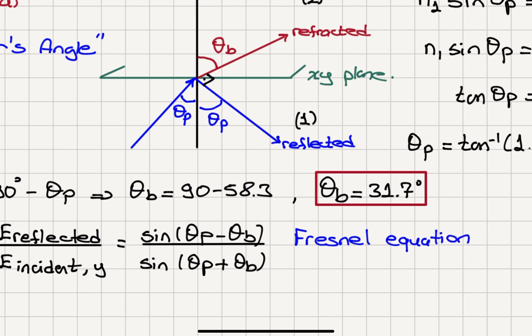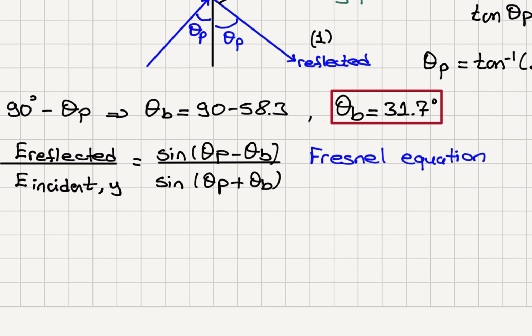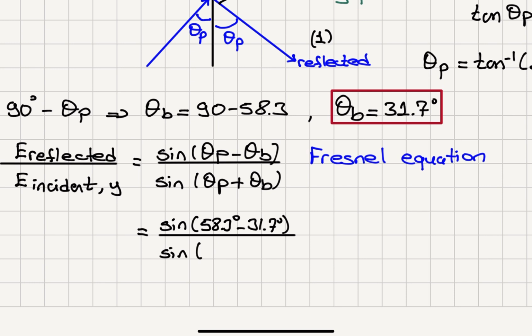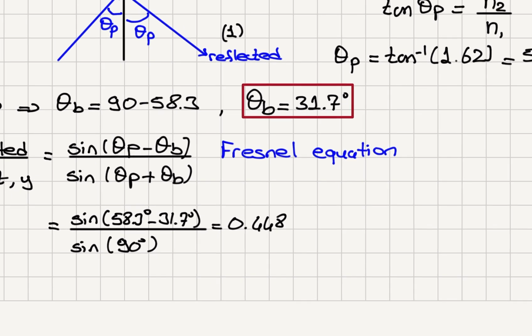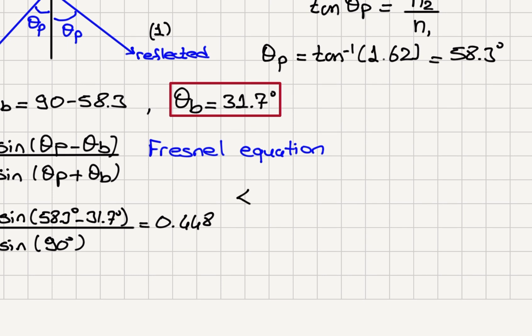Okay, so this ratio we can calculate. It is sine of polarizing angle 58.3 degrees minus Brewster's angle 31.7 degrees, divided by sine of 90 degrees, since their sum is 90 degrees. So this gives us 0.448.